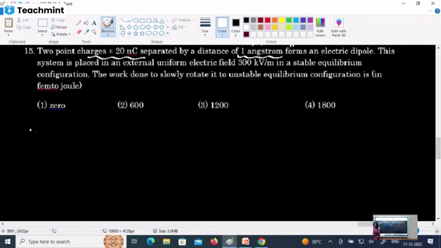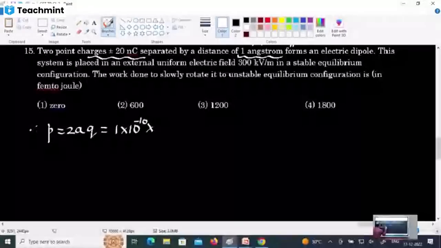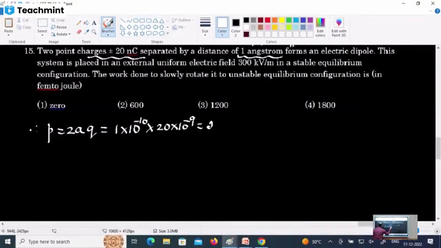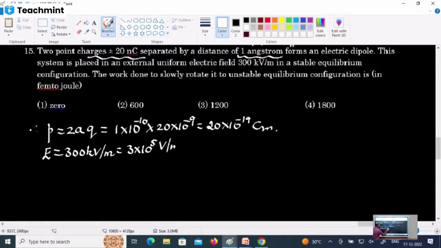Again, the dipole moment is 2a times q. 2a is 1 angstrom, which is 1 into 10 to minus 10. q is 20 nanocoulomb, 20 into 10 to minus 9. That will give you 20 into 10 to minus 19 coulomb meter. That is the dipole moment. Then the uniform electric field is 300 kilovolt per meter, which is 3 into 10 to the power 5 volt per meter. And the dipole is in stable equilibrium.